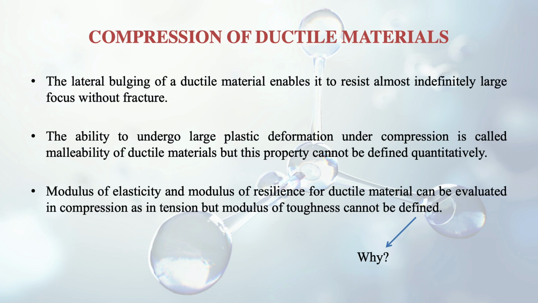The modulus of elasticity and the modulus of resilience for ductile material can be evaluated in compression as in tension, but the modulus of toughness cannot be defined. It's a very important point here that the modulus of elasticity and modulus of resilience are both defined for ductile materials in the compression test, but the modulus of toughness cannot be defined. Why? Because, as I told earlier, there is no ultimate compressive strength, meaning the material is not going to break. So we don't have any such ultimate compressive strength, and that's why we don't have the modulus of toughness.